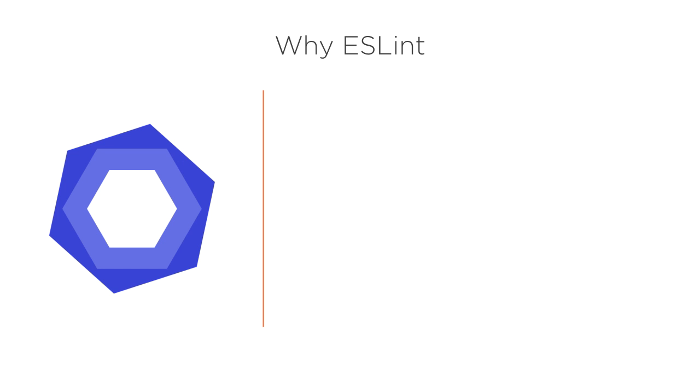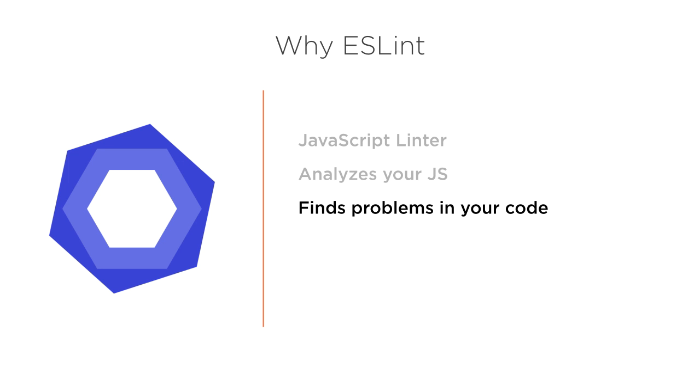So why ESLint? What problem does it solve? ESLint is a JavaScript linter. That means that it is a code quality tool that analyzes your code without executing it and can check for common mistakes that often lead to bugs.